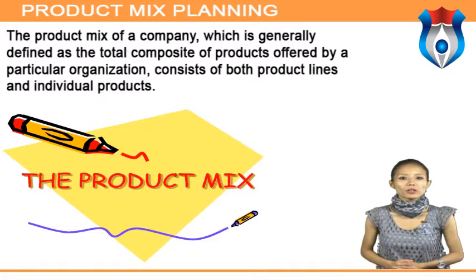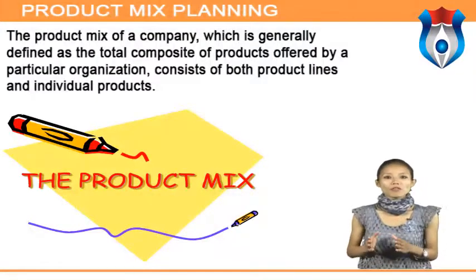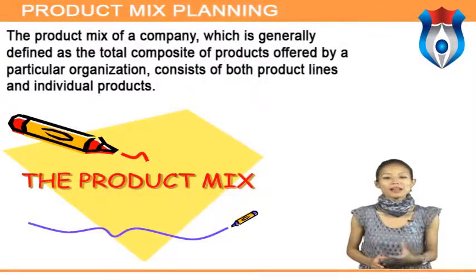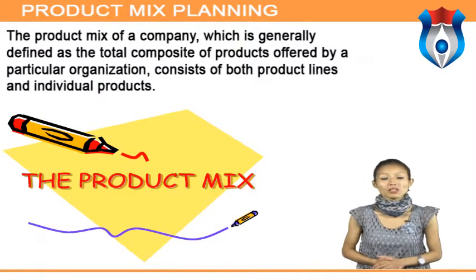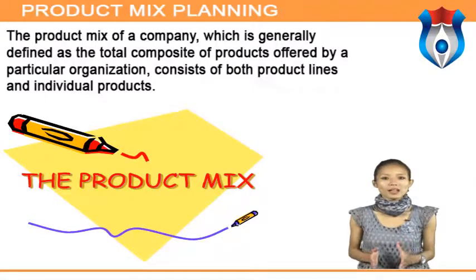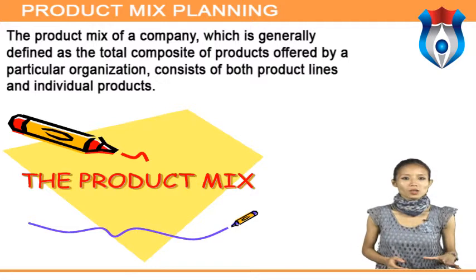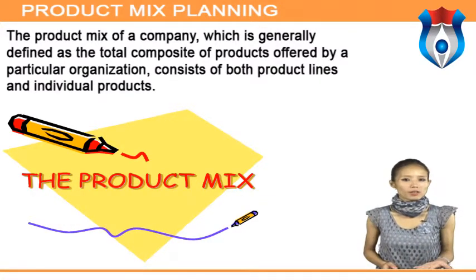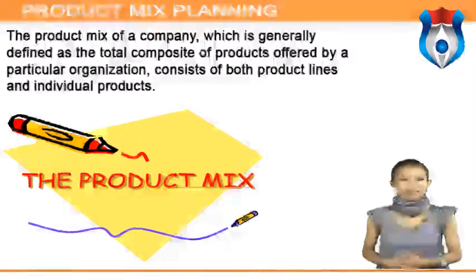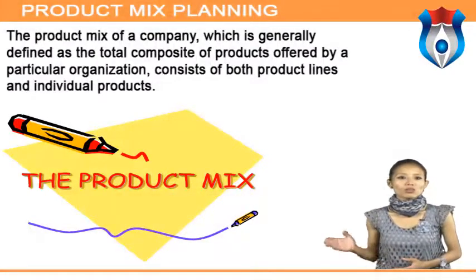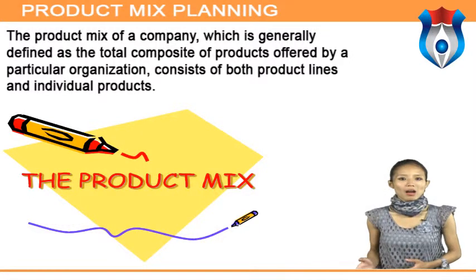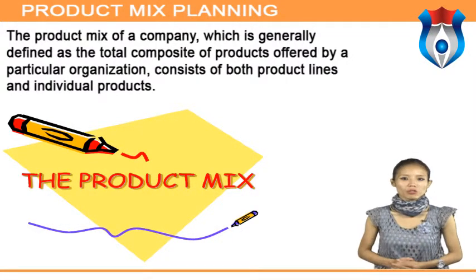Let us start with product mix. The product mix of a company, which is generally defined as the total composite of products offered by a particular organization, consists of both product lines and individual products. A product line is a group of products within the product mix that are closely related, either because they function in a similar manner, are sold to the same customer groups, are marketed through the same type of outlets, or fall within given price ranges.